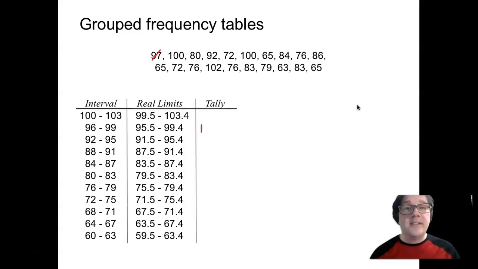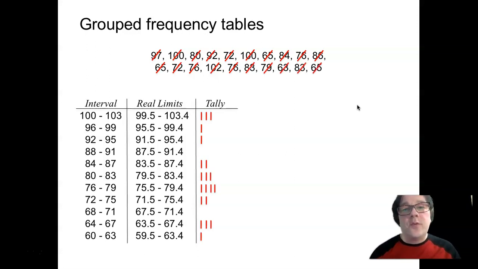We'll start with 97, right? So we plop that, we find the interval that 97 falls in, and we throw it in there. 100, we got that there. 80, 92, 72, 100, 67, so on and so forth. We're just going to go down this whole list, making sure that we're putting each of these individual exam scores in the appropriate class interval that we created.